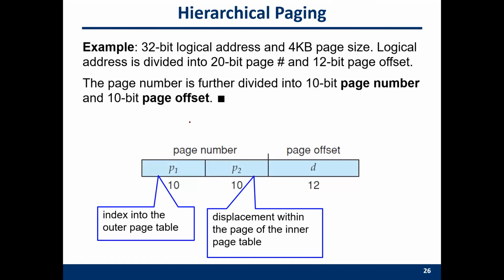From the previous slides, we know the virtual page number is 20 bits. So they divide these 20 bits into 10 bits and 10 bits. They use the first 10 bits to index a so-called outer page table, and they use another 10 bits to index the displacement within the page of the inner page table.